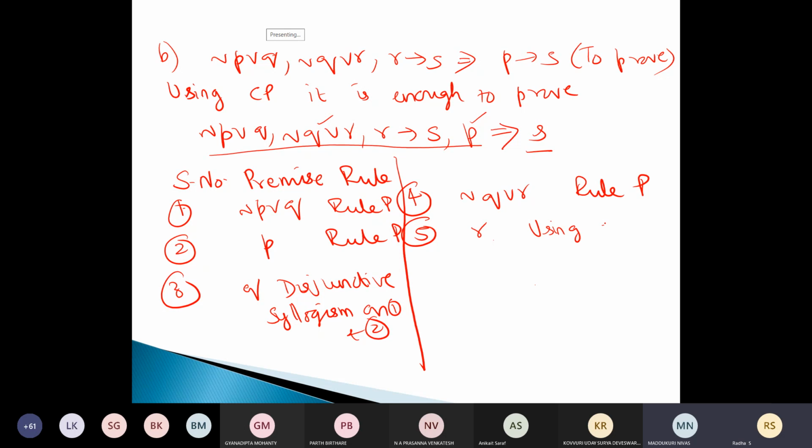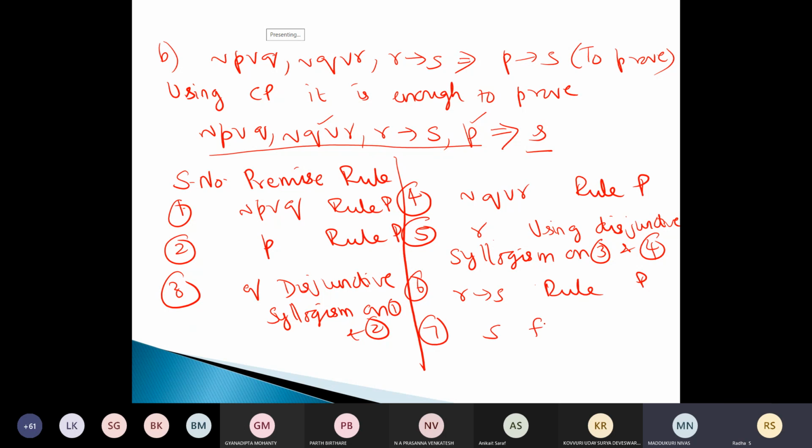So using disjunctive syllogism on 3 and 4. Okay. Then R tends to S. Again rule P. Then S from 5 and 6 using modus ponens. Hence proved.